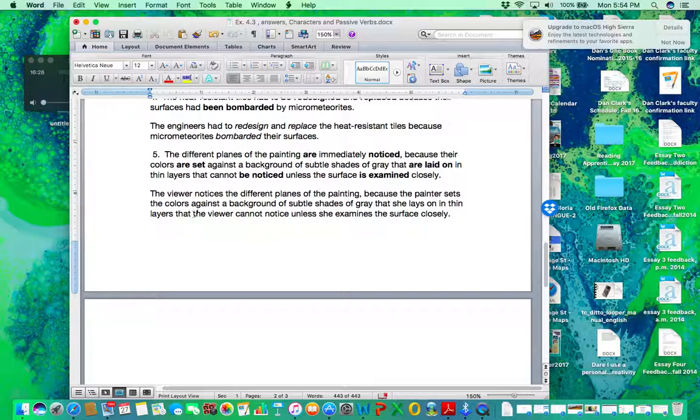Okay, so our "noticed" becomes "notices." Our "set" becomes "sets." Our "laid on" becomes "lays on." And "be noticed" becomes "notice." And "is examined" becomes "examines." Does it make any sense? The viewer notices the different planes of the painting because the painter sets the colors against the background of subtle shades of gray that she lays on in thin layers that the viewer cannot notice unless... Now there's a problem there because I've got the painter and the painting.